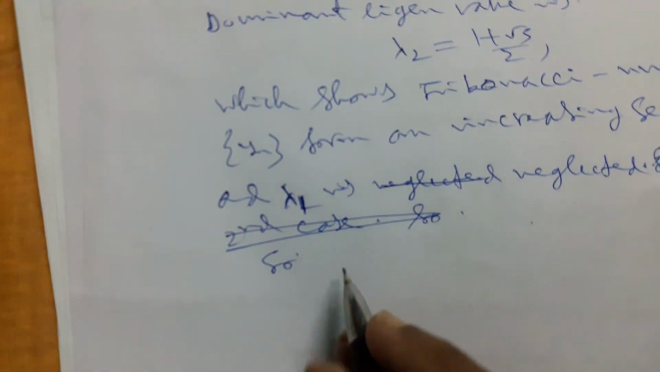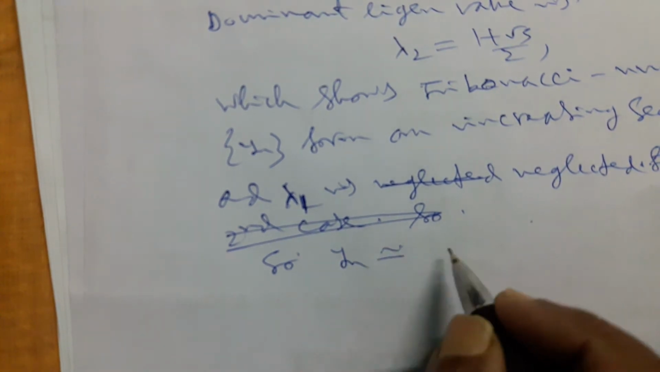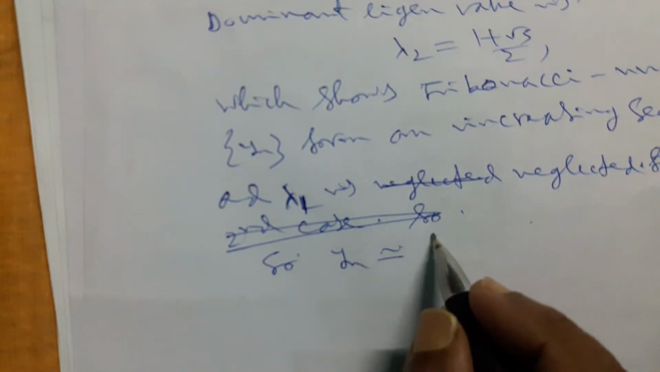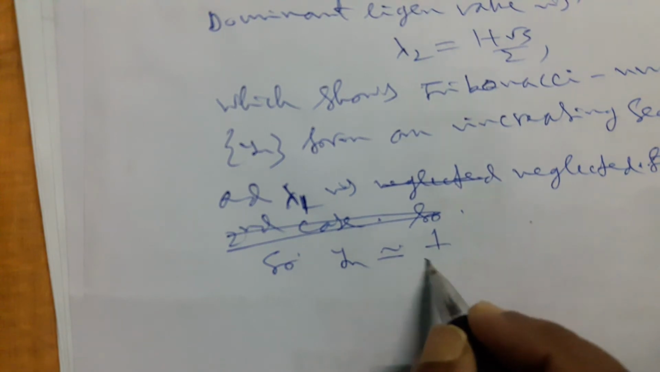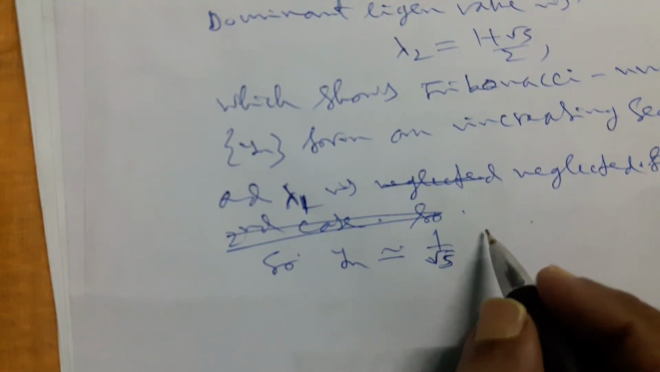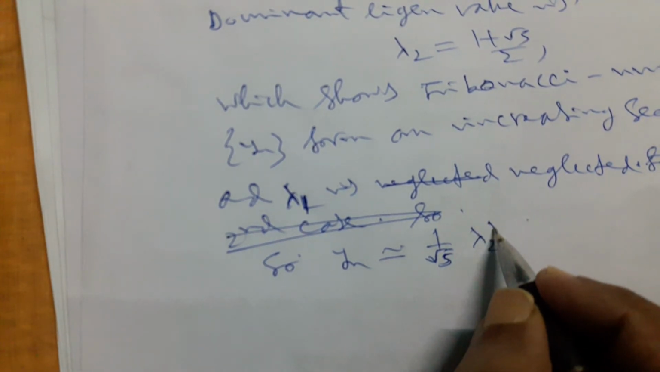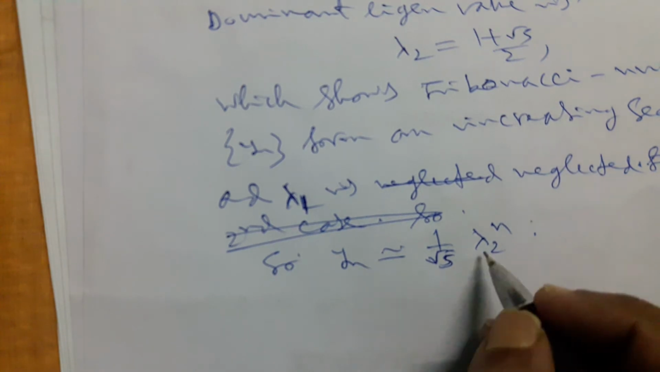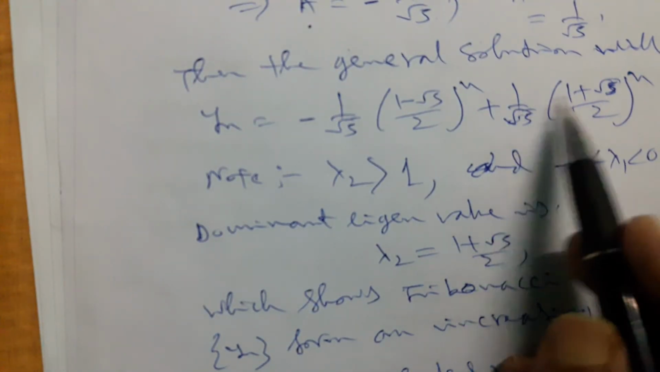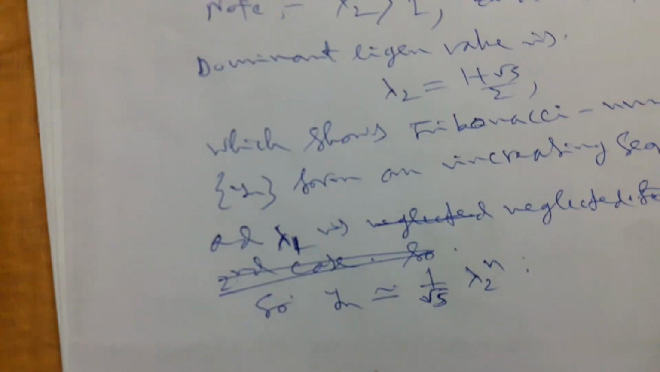So we write, keeping the dominant element, y(n) approximately equals 1 by root 5 times ((1 plus root 5)/2)^n, that is 1 by root 5 times lambda 2^n.